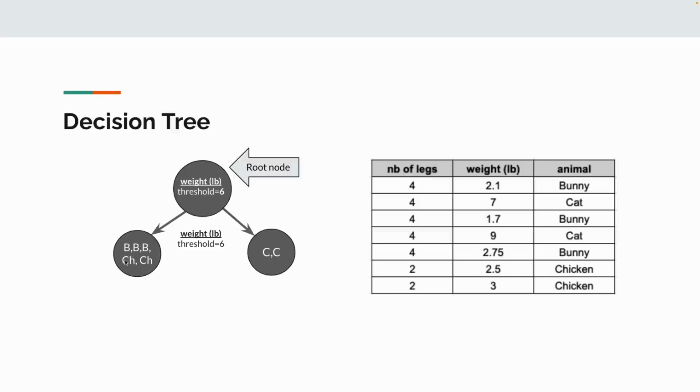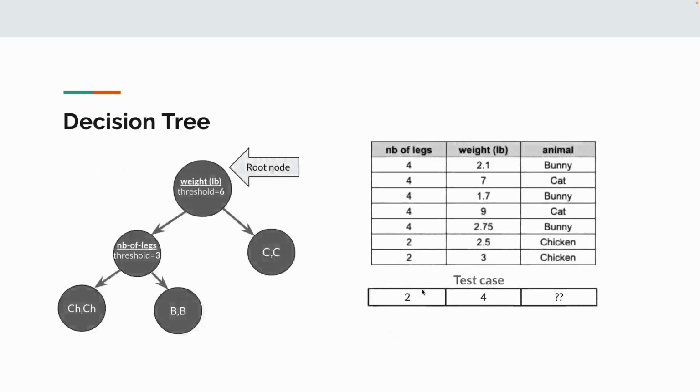Now in our left node we have 3 bunnies and 2 chickens. And if you pay attention, you see that now the number of legs has some variations. Some animals have 4 legs while some others have 2 legs. So now we will use the number of legs as our next splitting feature. And if we choose the split point to be 3 legs, then the chickens will move to the left and the bunnies will move to the right. So that's the idea. So now we have a complete tree that has all the data points perfectly classified. Here the cat, here you have the chicken, and here you have the bunnies.